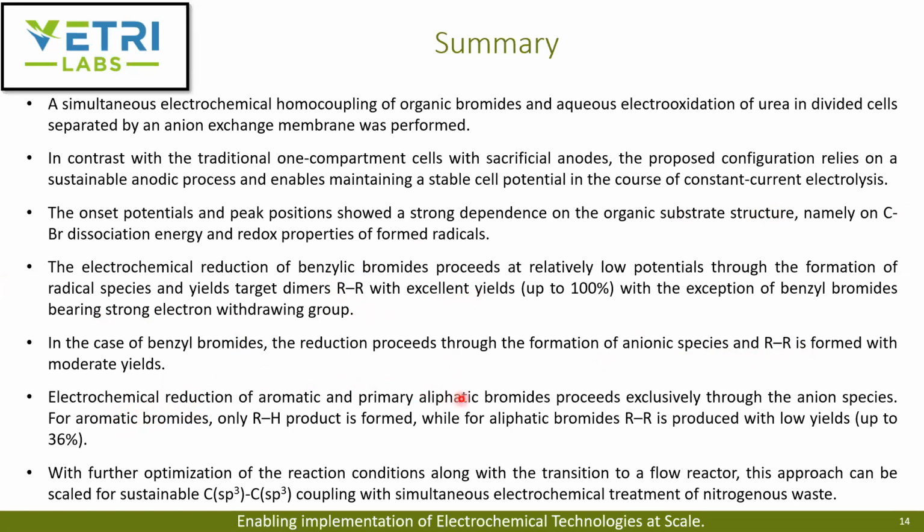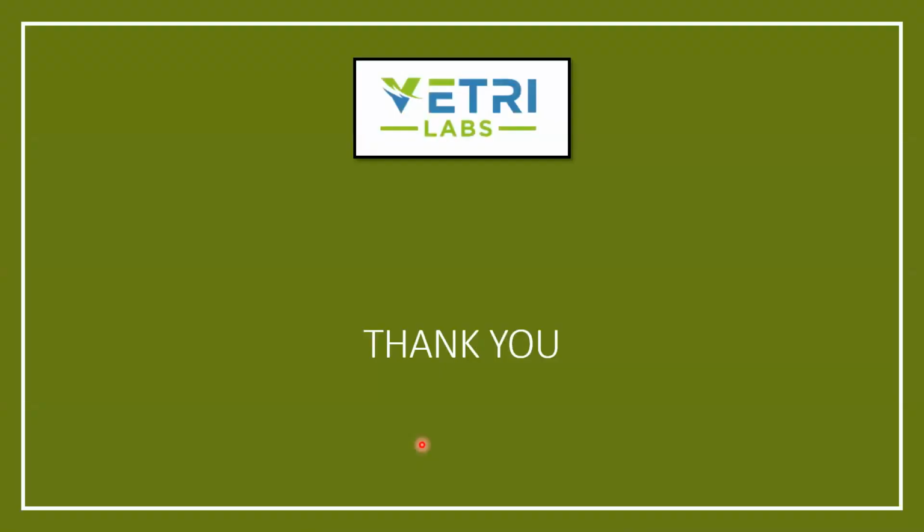Electrochemical reduction of aromatic and primary aliphatic bromides proceeds exclusively through the anion species. For aromatic bromide, only RH product is formed, while for aliphatic bromide, dimer is produced with low yields up to 36%. With further optimization of the reaction conditions along with transition to a flow reactor, they predict that this approach can be scaled for sustainable coupling with the simultaneous electrochemical treatment of the nitrogenous waste. And thank you all for listening, and we can move to the discussion.